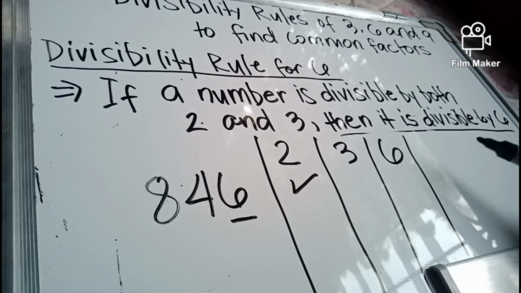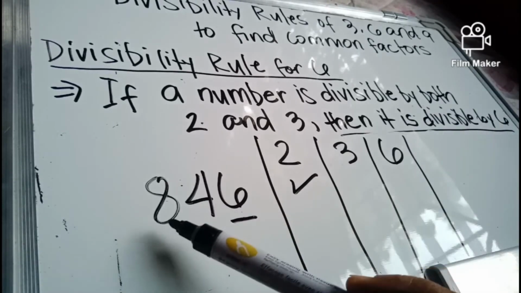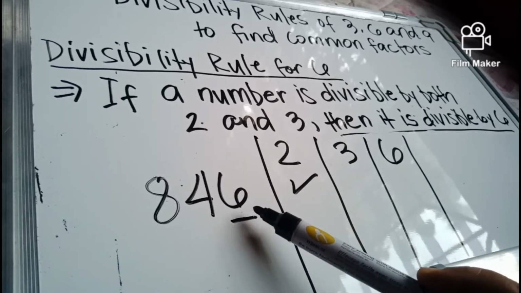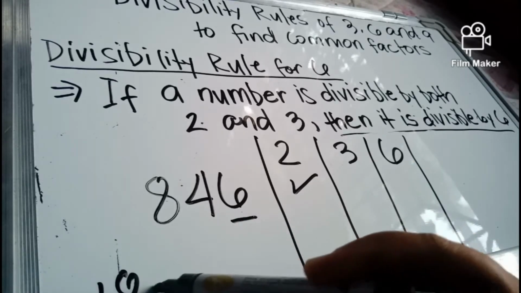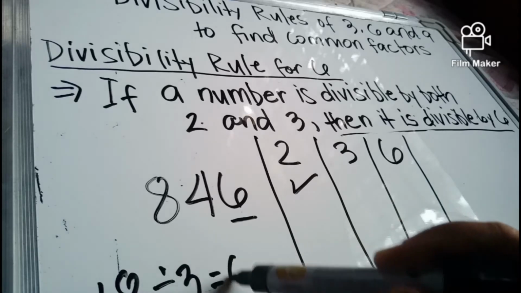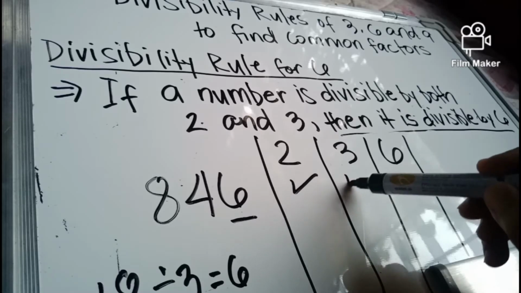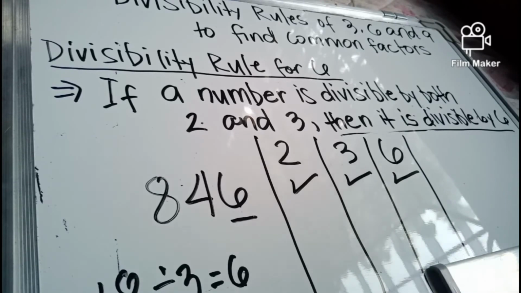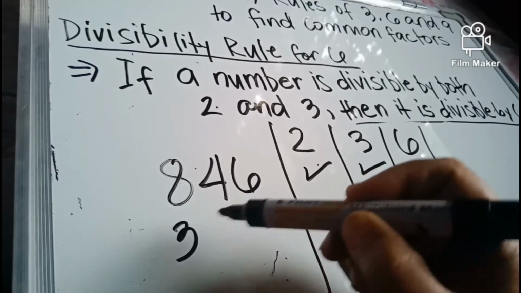Titingnan naman natin kung ito ba ay divisible by 3. So, we will add all the digits. 8 plus 4 is 12. Plus 6 is 18. Therefore, 18 divided by 3 equals 6. So, 846 is divisible by 3. Then, it is divisible by 6. Okay, another example is 3,240.